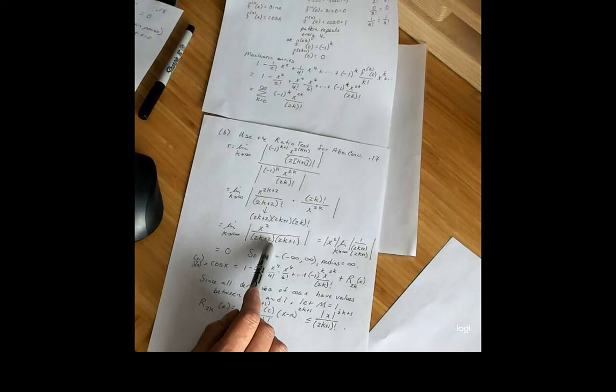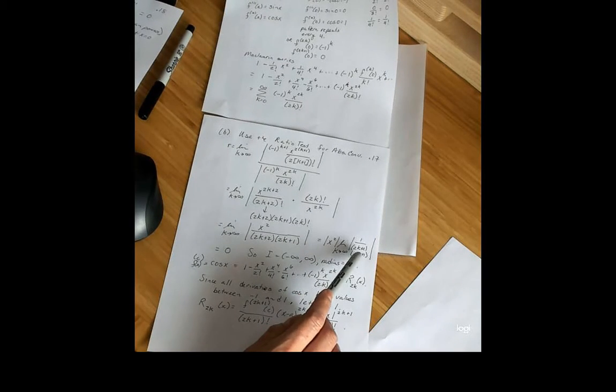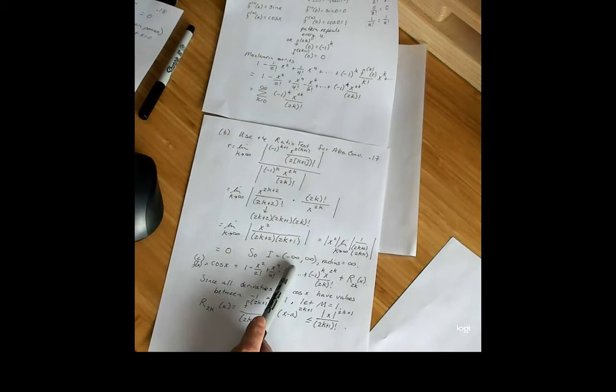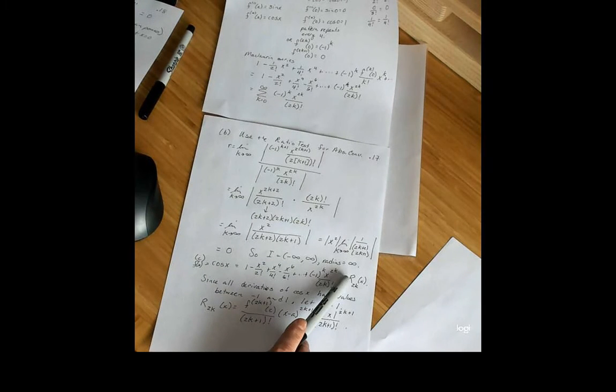X squared does not depend on k, which is what the limit is looking at. So we can factor out the x squared, and I have the product of those two binomials in the denominator again. And as k goes to infinity, this will go down to 0. So again, my interval of convergence is negative infinity to infinity. My radius of convergence is infinity.